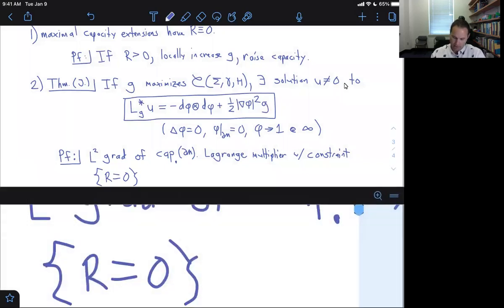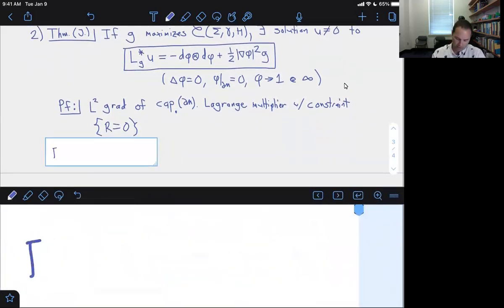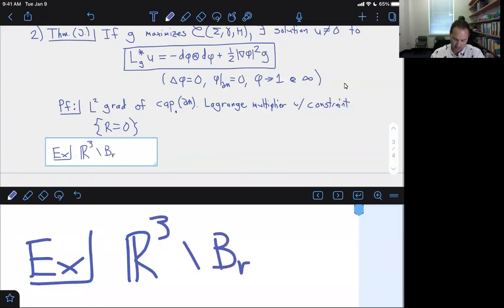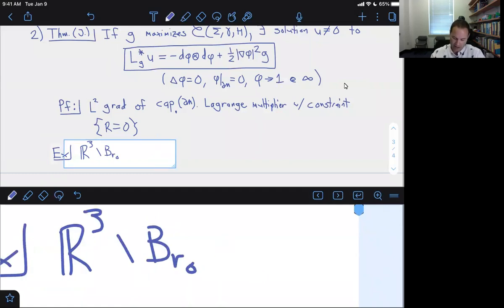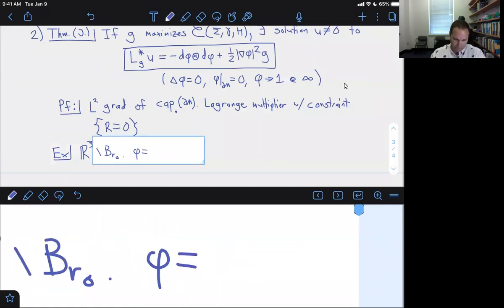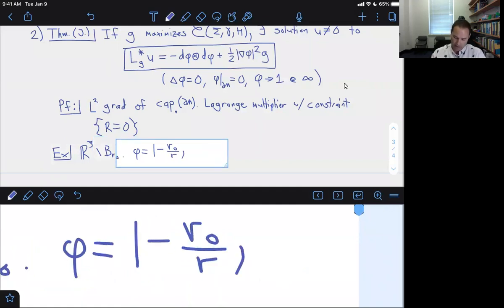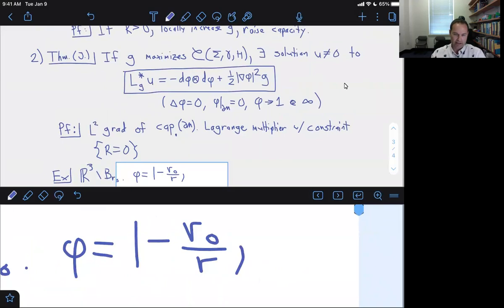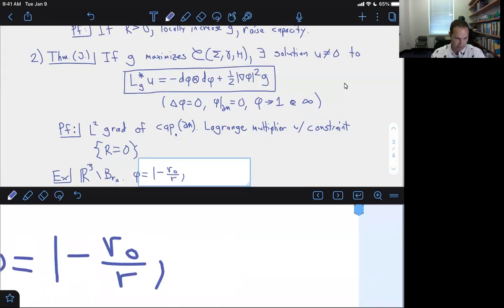Let me give an example. We know rotationally symmetric Schwarzschild should give these maximal extensions. A special case of that would be R^3 minus a ball of radius R naught. That should be a maximal capacity extension, and that works out. You can easily find the static potential. That's just a rotationally symmetric harmonic function. And then you need some potential U that's the solution to this. You can find a radial solution to that pretty easily.